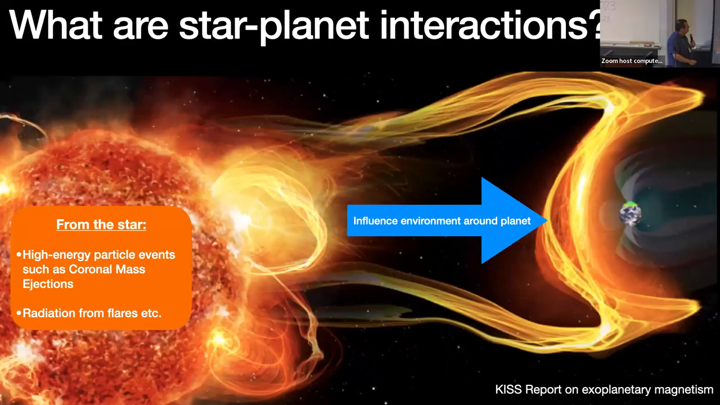And so what are star-planet interactions? Well, I just kind of summarized this, but just to show it with an even more dramatic image, I love this image from the KISS report on exoplanetary magnetism. What you see here is the space weather environment around an exoplanet. The star can emit radiation in the form of flares. You get these highly energetic photons being emitted from the star. You get highly energetic particle events such as coronal mass ejections. And these get emitted from the star and they travel through the interplanetary medium, and coupled together, they form what we call the space weather environment that a planet sees. And so the work that we're doing on star-planet interactions and detecting exoplanetary magnetic fields is all about the interplay between these phenomena.